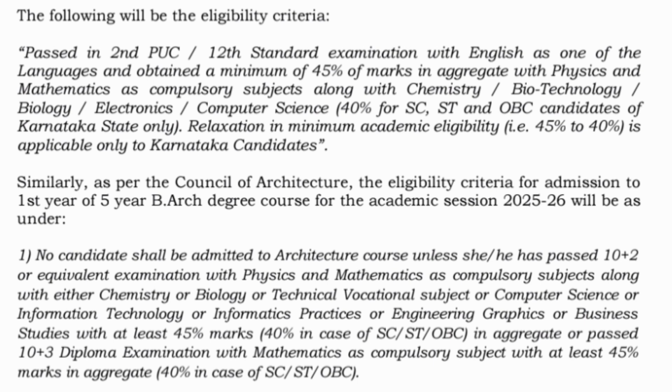The second is a minimum of 45% marks in aggregate, with physics and mathematics as compulsory subjects, and one of the other subjects out of chemistry, biotechnology, biology, electronics and computer science. So physics and maths are compulsory, and the other subject you can choose. This is for Karnataka based students. It is 40% for SC, ST and OBC category of Karnataka only. Similar eligibility is also given for the architecture students, and you can read it at the bottom of the sheet here.